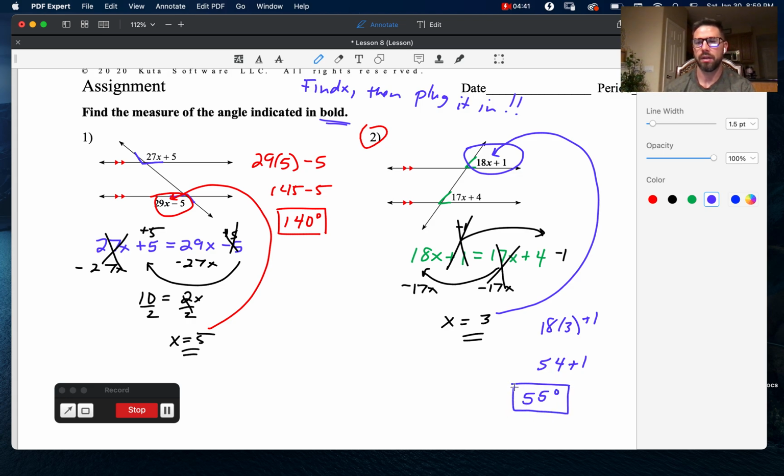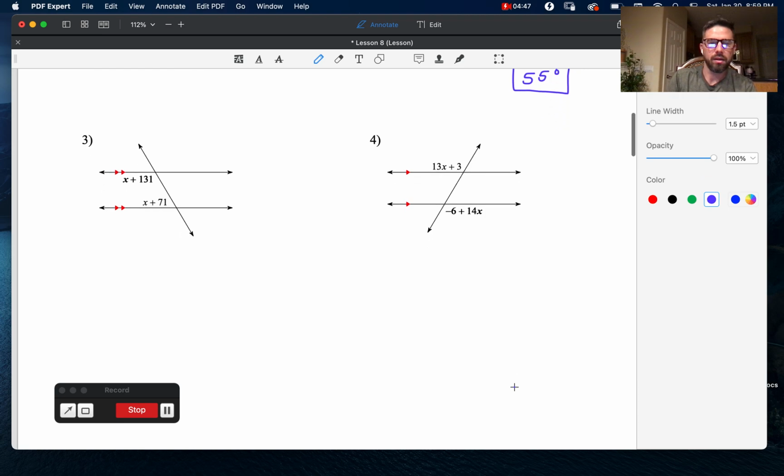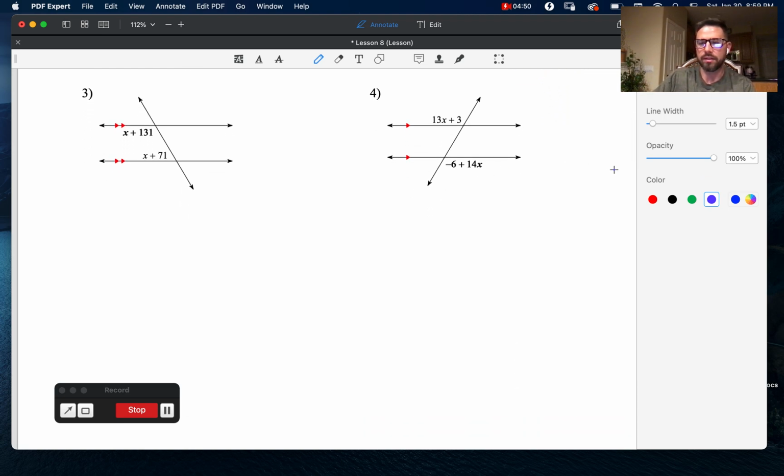What do you kids think? Easy money? Easy money. Totally thinking easy money. Okay, so let's try and see if you can get number 3 on your own. Just 3, right? Pause, attack 3, and then we'll go over it.